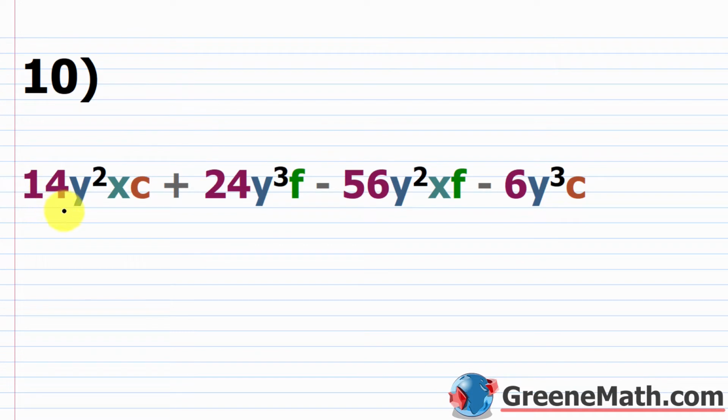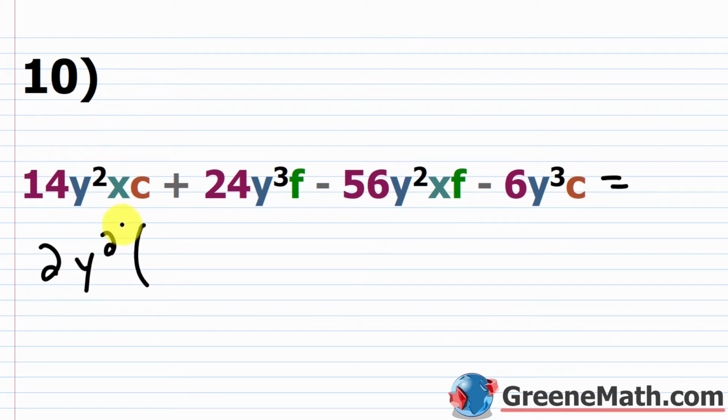So we have 14y squared xc plus 24y cubed f minus 56y squared xf minus 6y cubed c. So it looks like my GCF here would be 2 for the number part, and then everything has a y squared, so let me pull that out.